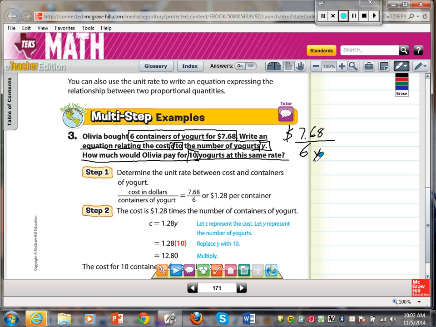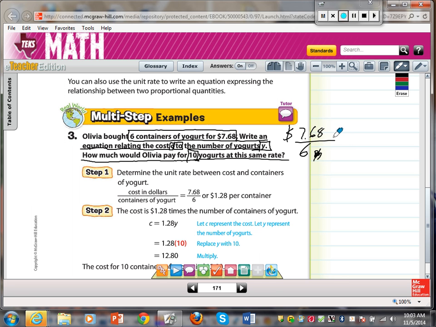Let's put four containers of yogurt. Okay? Now let's delete that. Determine the unit rate. Determine the unit rate between cost and containers of yogurt.